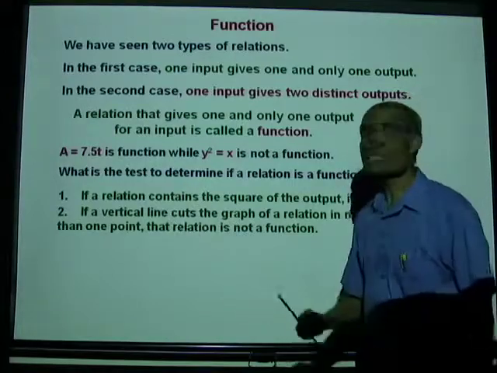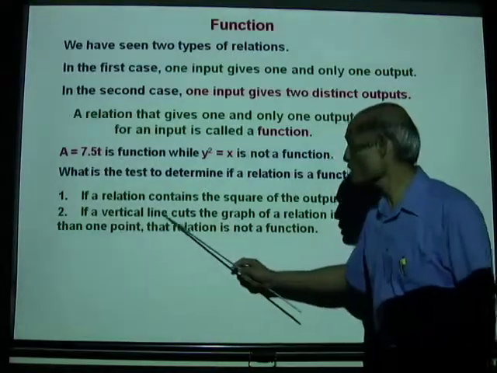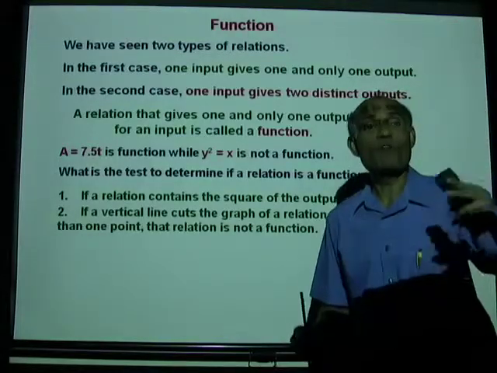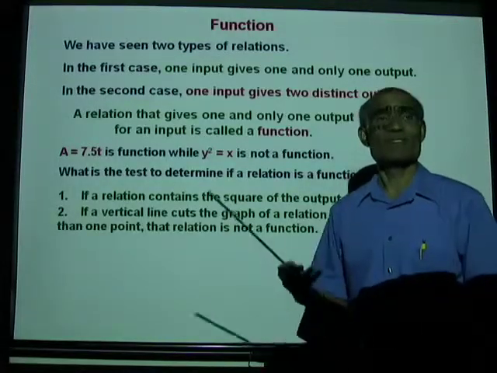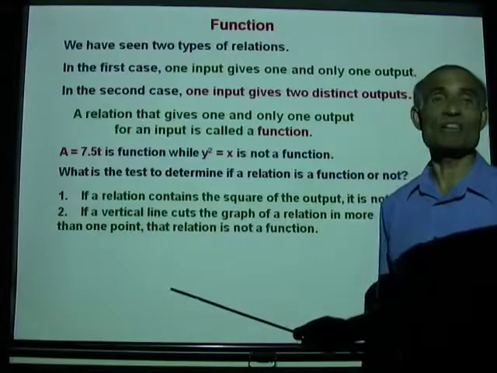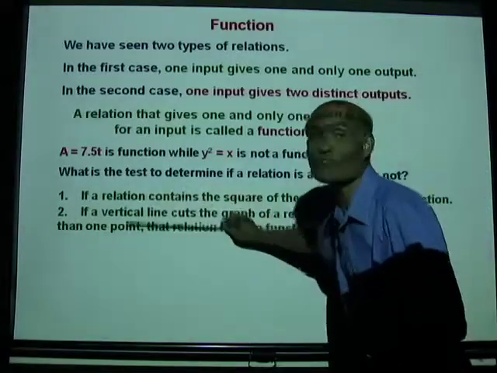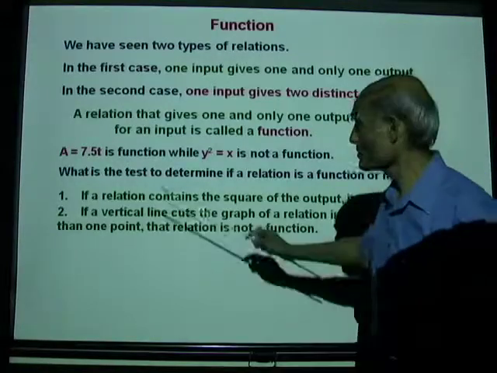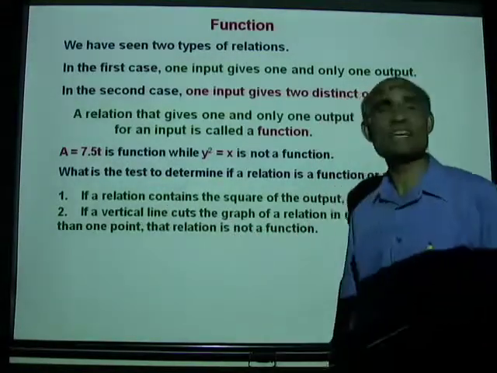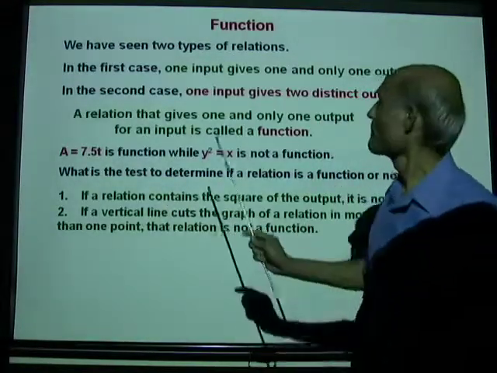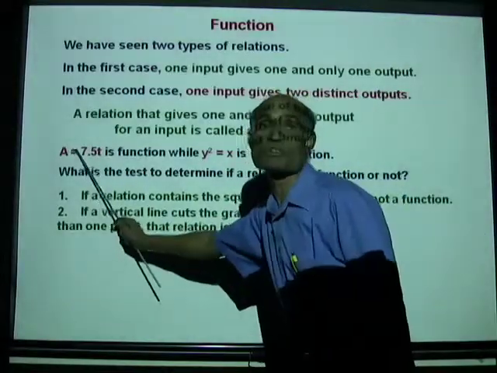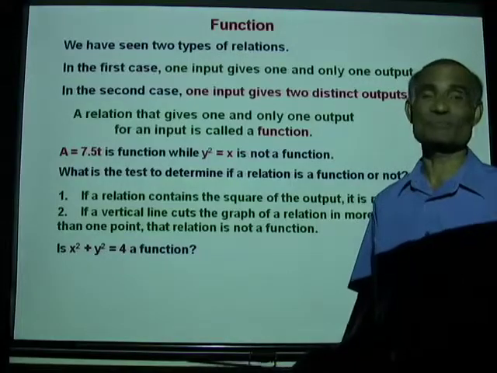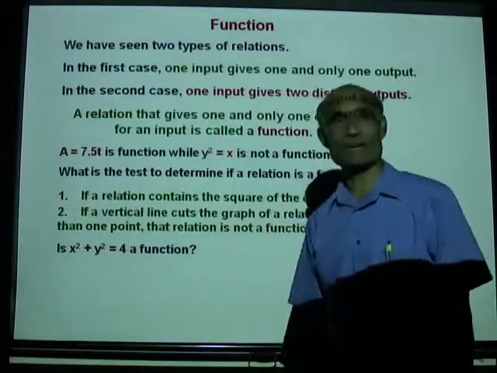Now, the second test is if a vertical line cuts the graph of a relation in more than one point, then that relation is not a function. In fact, both these are the same if you understand what they are. So try and use these tests to make sure when you want to judge whether a given relation is a function or not.